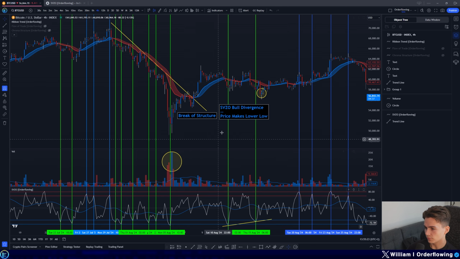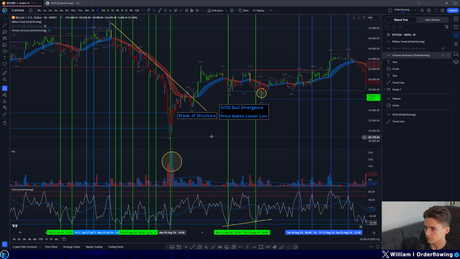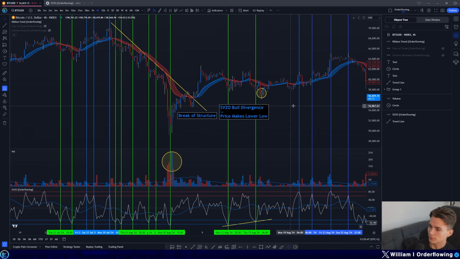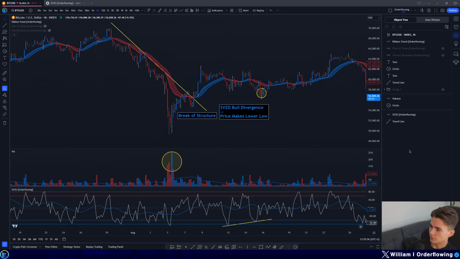Anyways, as we turn over to this next part, we can see that the SVZO had a bullish divergence here because this low was lower than this one. And then price makes a lower low, as we also can see on the structure. Price made a lower low, both here at the SVZO low and here. And afterwards, we had the price surge again. And these blue ones are the top wicks of the SVZO indicator. Let me just hide this again.